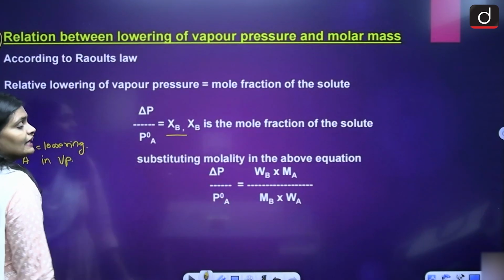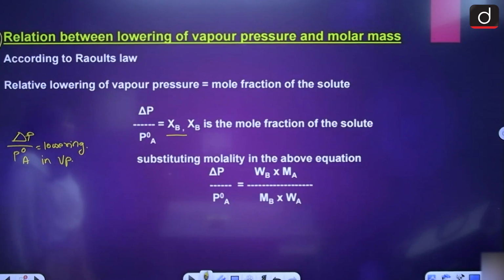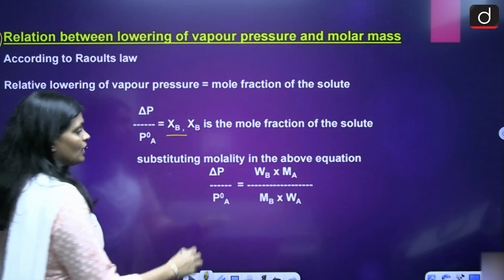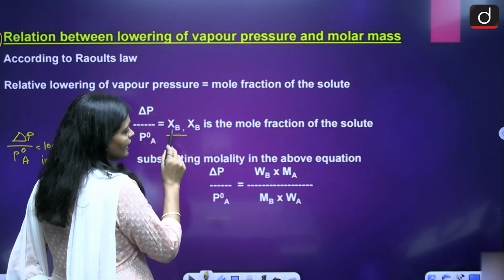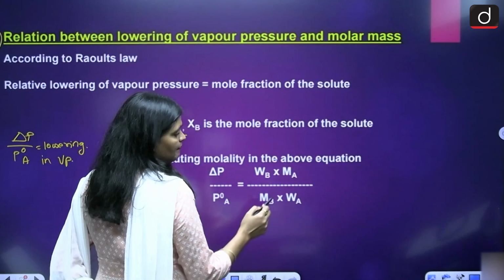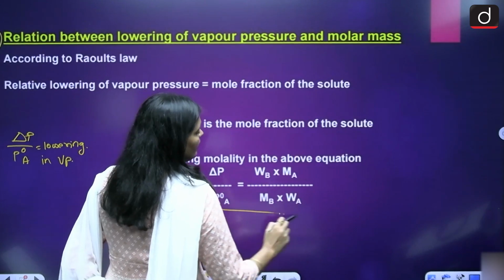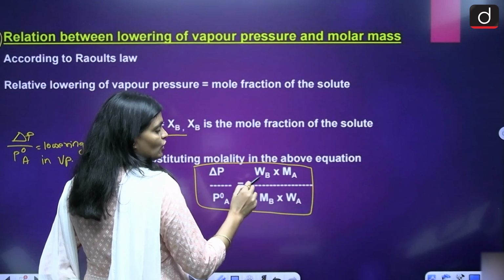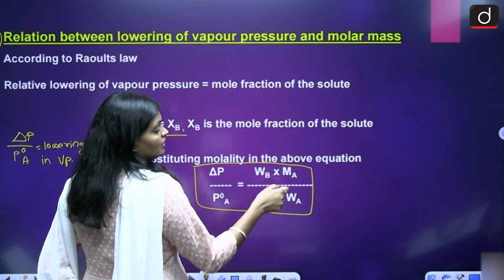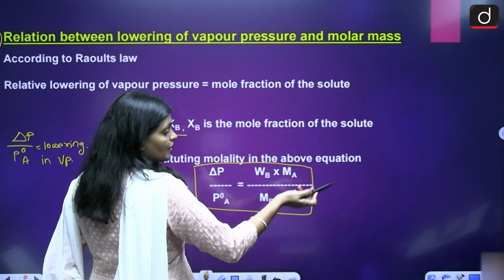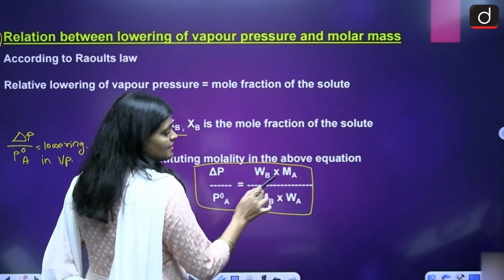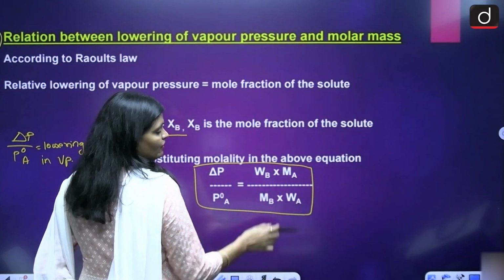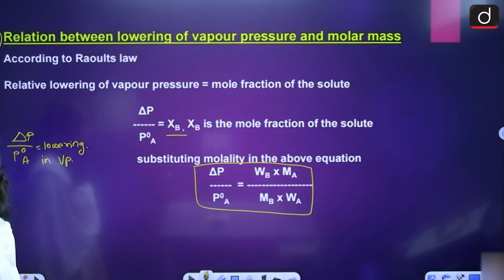Substituting molality in the above equation. Now what you have to do is add the molality formula. So delta P by P naught, in terms of mole fraction, equals WB by MB times MA by WA, where WB is the weight of the solute, MA is the molar mass of component A, and similarly MB is the molar mass of component B and WA is the weight of component A.